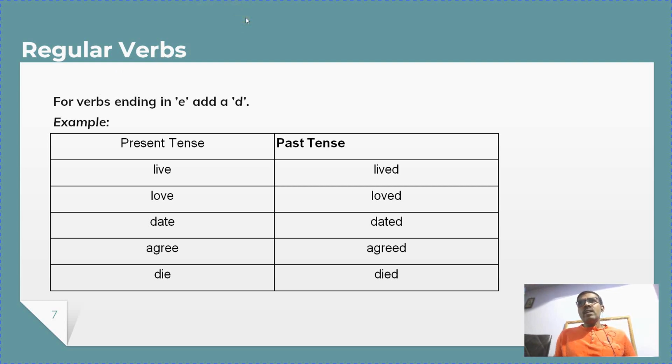So we need to know the V2 form. Write, wrote. In the case of write, wrote, the V3 is written. V3 is not used here. V3 will not be used here; that is in the perfect tense.